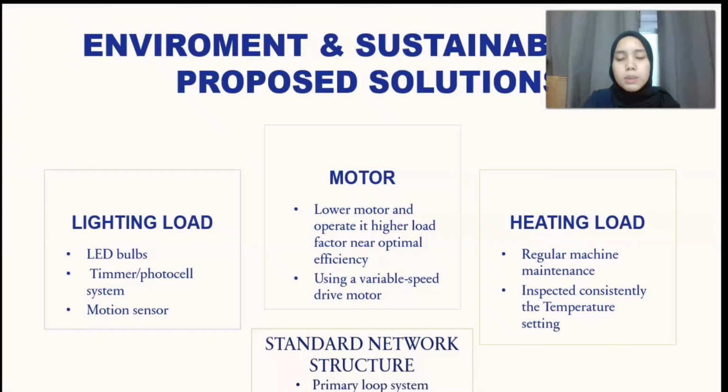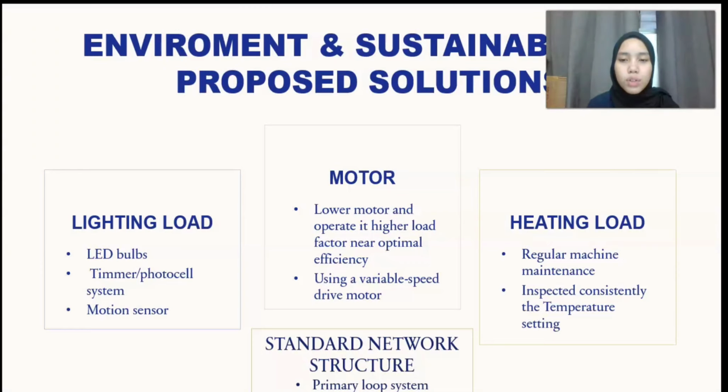On top of that, the proposed solution for motor efficiency is to select a lower power motor that can operate with a higher load factor near optimal efficiency, to help justify the motor replacement. Other than that, industrial companies can also increase motor efficiency by using a variable speed drive motor system instead of a traditional motor when loads vary significantly over the course of daily use. Moreover, heating load efficiency can be improved by regularly maintaining the machines, and the temperature setting of the machine must be inspected constantly to ensure it is not higher than necessary.